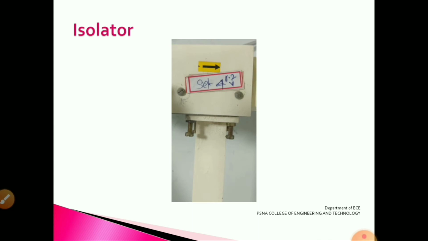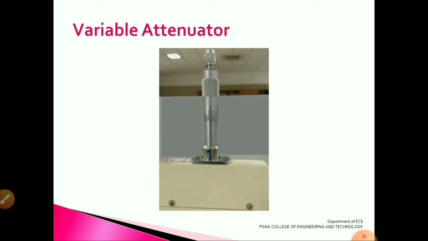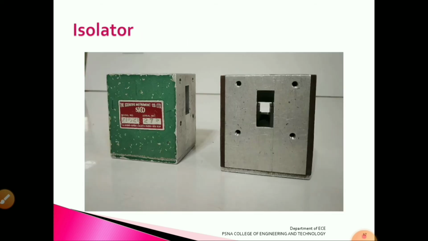So this is an isolator. This isolator is formed by terminating the third port of the circulator. This is a frequency meter which is used to measure directly the frequency in gigahertz. This is a variable attenuator. By using the adjustment provided in the device, we can vary the attenuation.